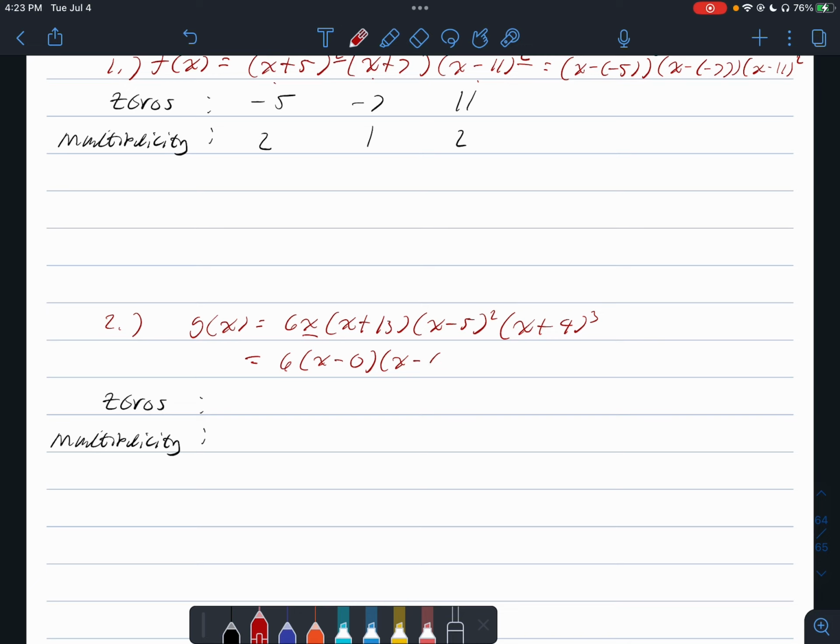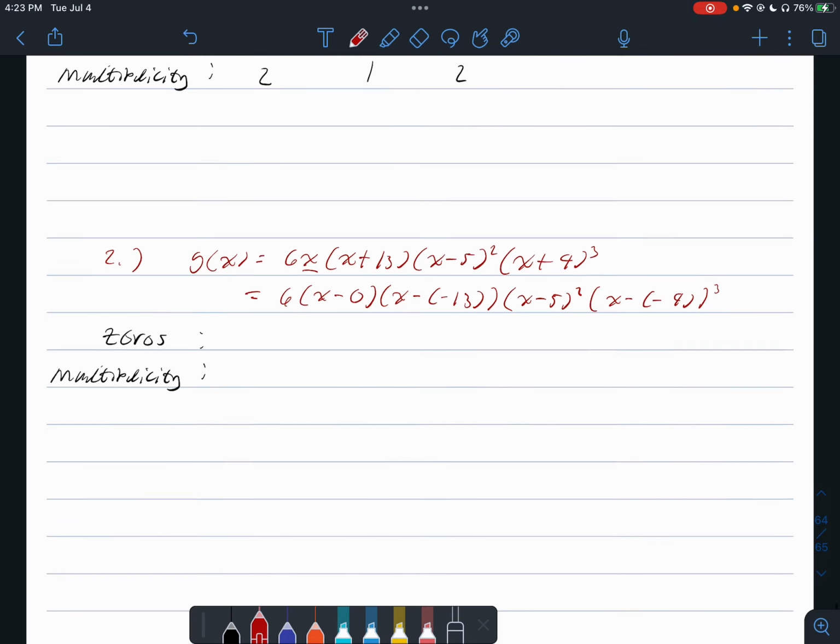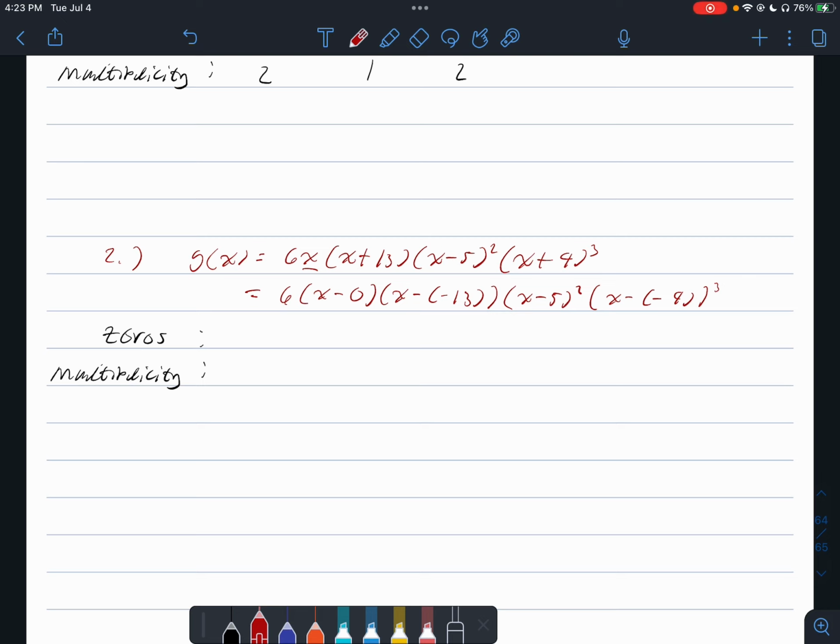Then we'll have x minus negative 13, then (x minus 5) squared, and then (x minus negative 9) to the third. Now let's find our zeros now that we can look at them this way. Again, this 6 doesn't mean anything here, at least not in this context. We have x minus 0, so 0 is one of our zeros. That means negative 13 will be one of our zeros, 5 will be, and negative 9 will be.